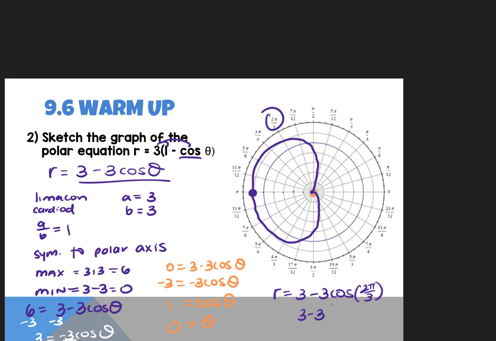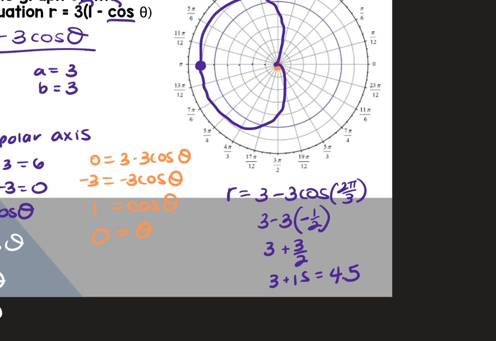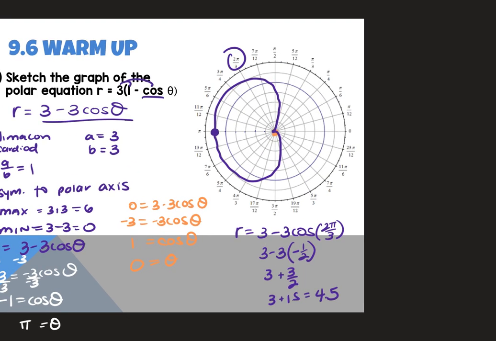3 minus 3 times the cosine at 2 pi over 3, which is negative a half. And this becomes 3 plus 3 halves. 3 halves is 1.5. So this is 4.5. So now I can get a little bit more accurate with my graph.